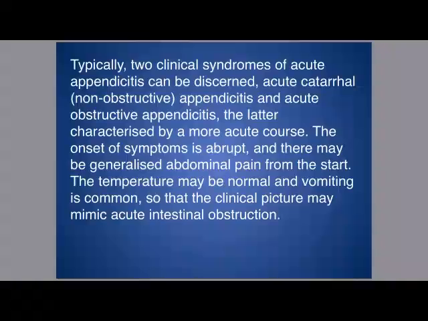Typically, two clinical syndromes of acute appendicitis can be described: acute catarrhal, a non-obstructive appendicitis, and acute obstructive appendicitis. The latter is characterized by a more acute course with rapid progression of symptoms, and the pain may be generalized from the start. Vomiting may be more copious in those patients. So the visceral somatic sequence of acute appendicitis may be more rapid and more severe in patients with obstructive appendicitis than in patients with the non-obstructive one.